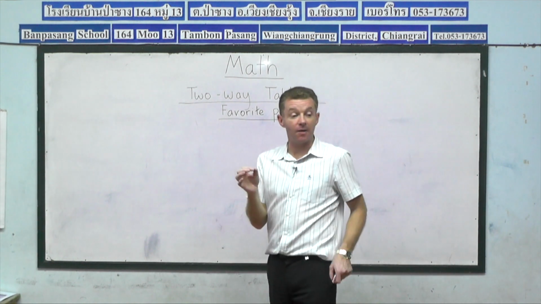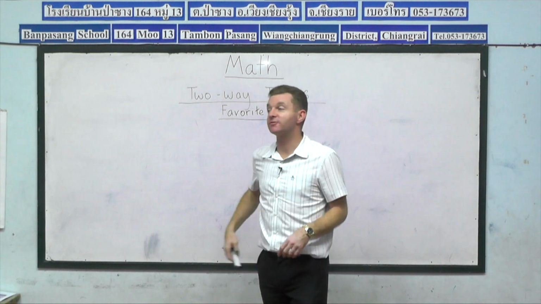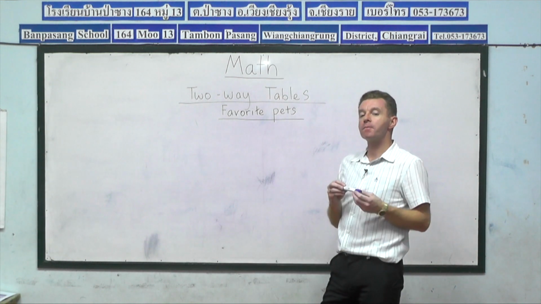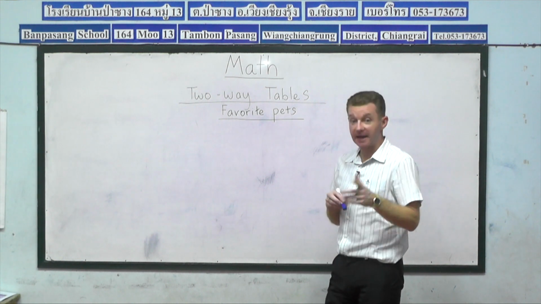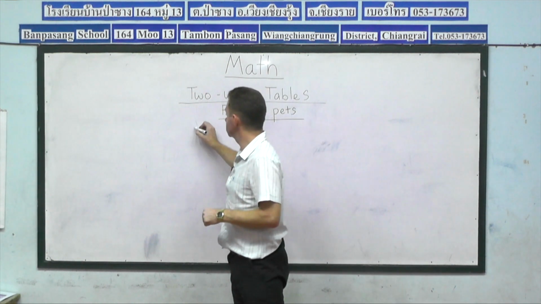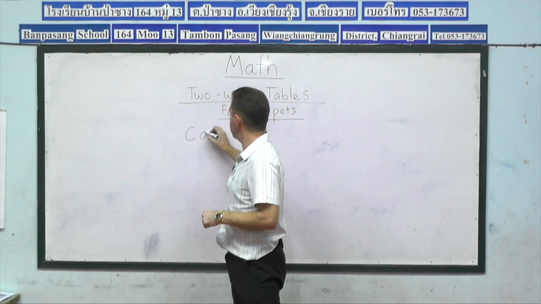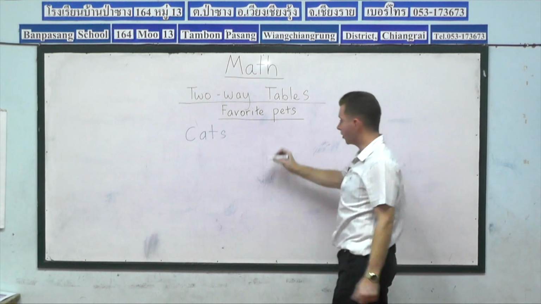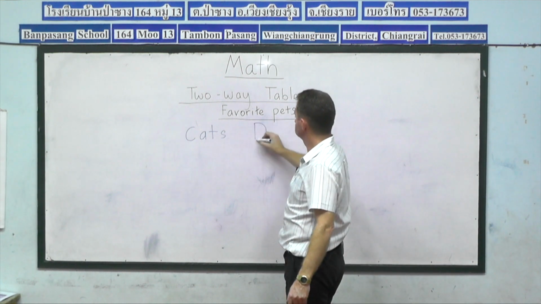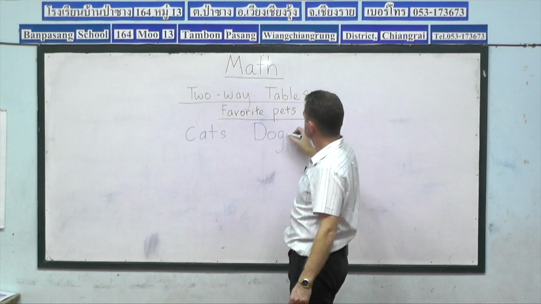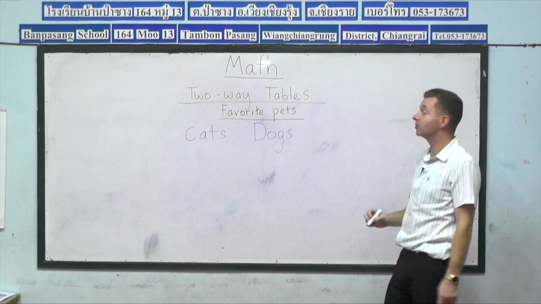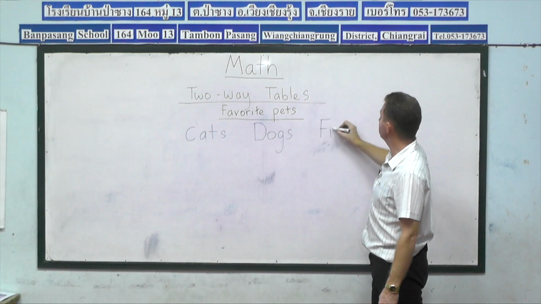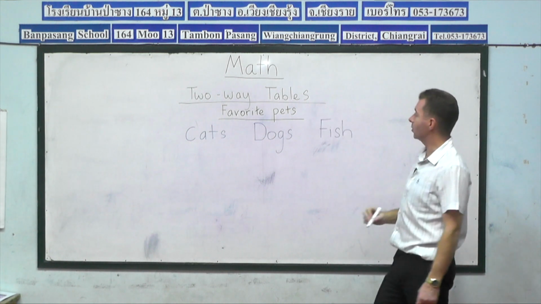But what we need now is some different categories for our favourite pets. So who can give me the name of some different pets, guys? Cats. Okay, we'll go with cats. Let's have 3 different pets for 3 different categories. So cats, dogs, and fish. Cats, dogs, and fish. Okay, so we've got 3.